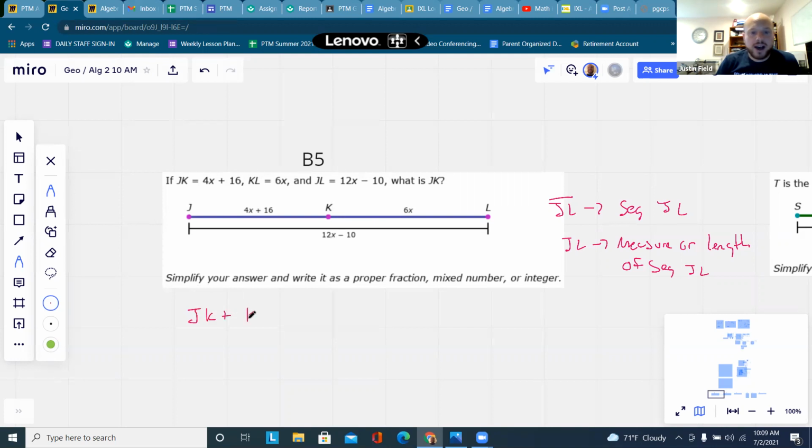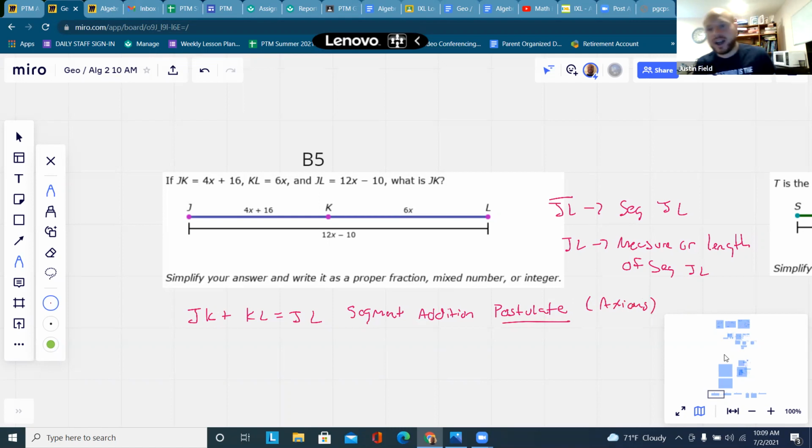plus K to L is J to L. I'm going to write that down in words because you're probably like, what is segment addition postulate? And why do you keep saying that? I've never heard that in my life. All right, segment addition postulate. In geometry, we have postulates. Sometimes they're called axioms. And they're really fun words to say because people don't say postulate and axiom all the time. You sound really smart.